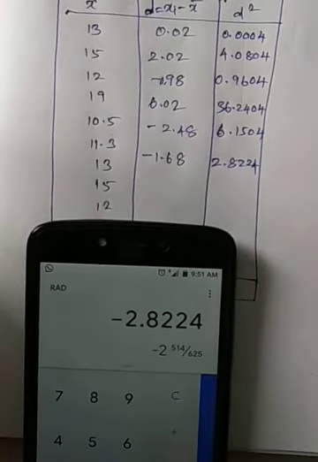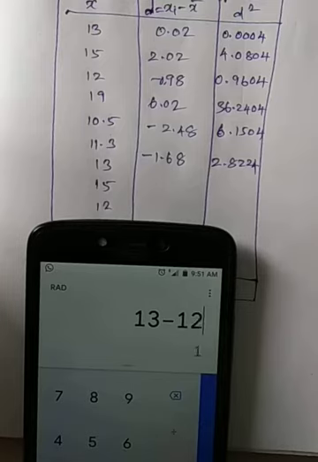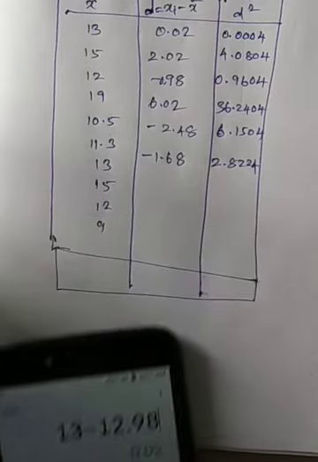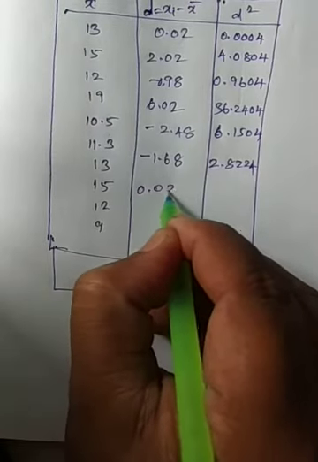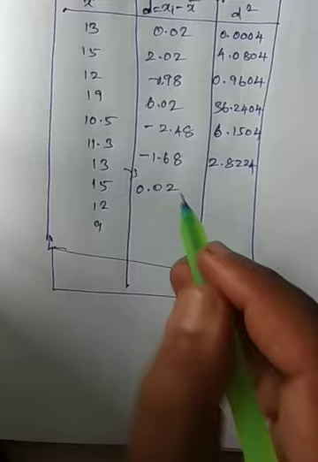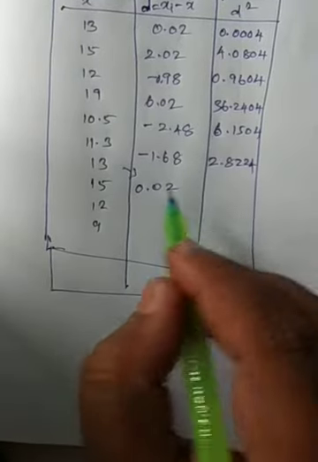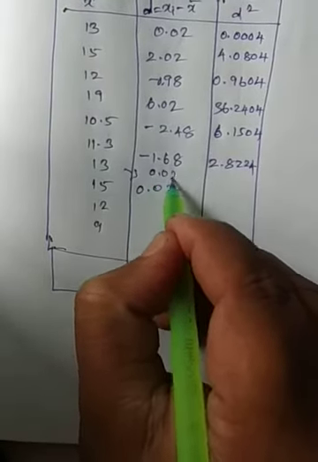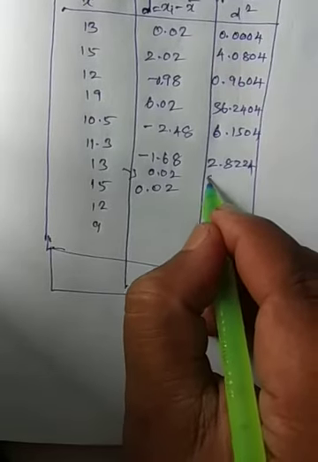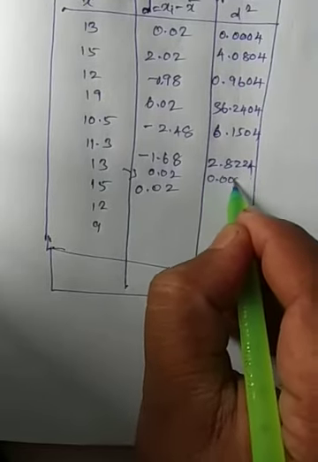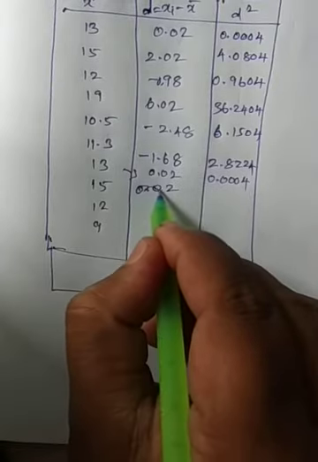Next value is 13 minus 12.98. What are you getting? 0.02. Now you take this 0.02 and square it. The same value will come, 0.0004 will come.